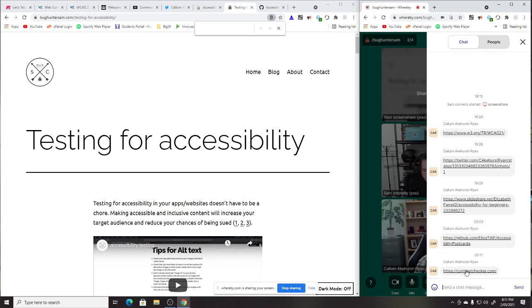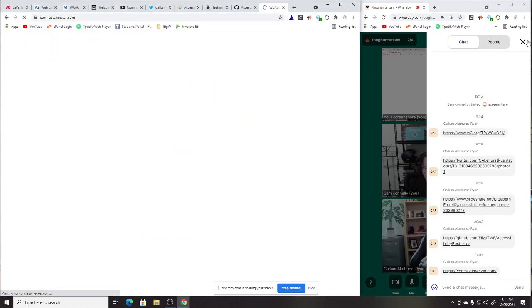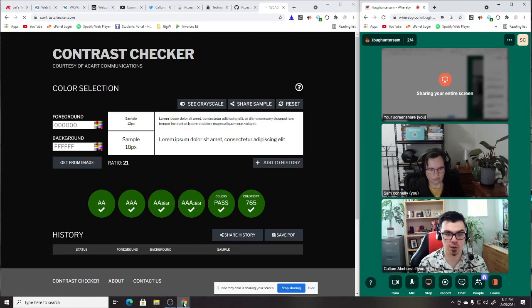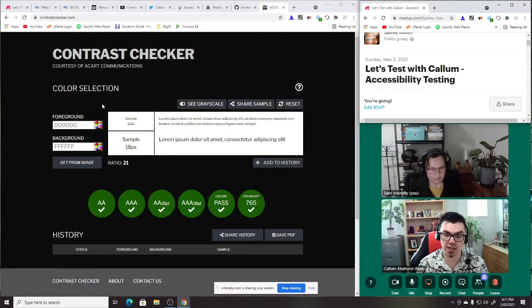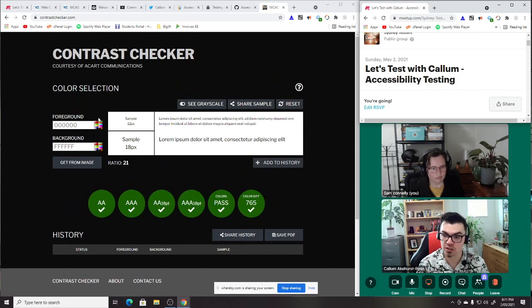As we change the color based on black and white and so on of our website, based on, say, disability, color blindness, and so on, we can use this contrast checker to work out to what level of standard the contrast is for this font.